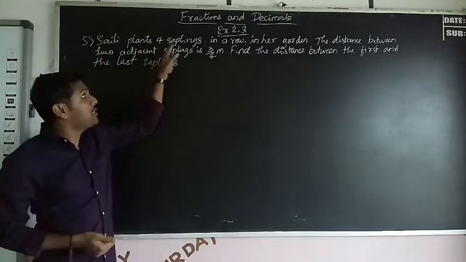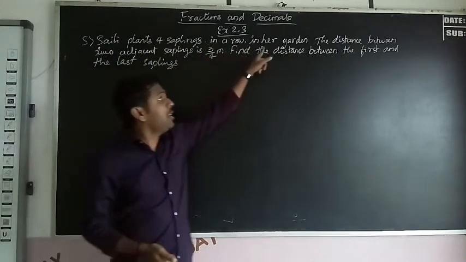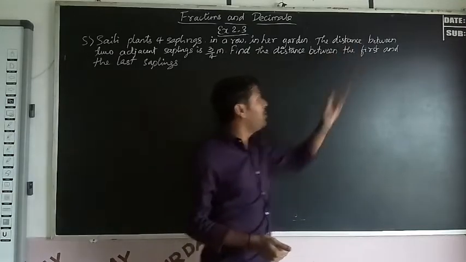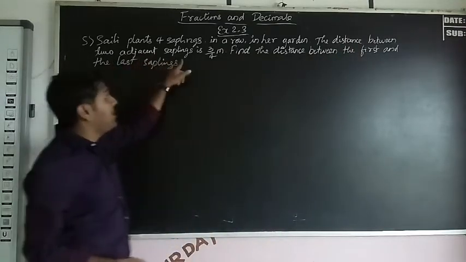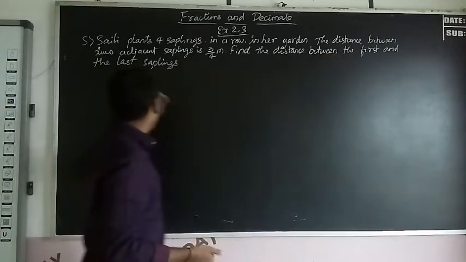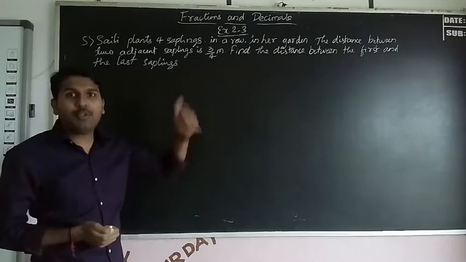Saili plants 4 saplings in a row in her garden. So 4 saplings in one row. So the distance between two adjacent saplings is 3 by 4 meter. Okay. So find the distance between the first and last sapling. So how to solve this one?